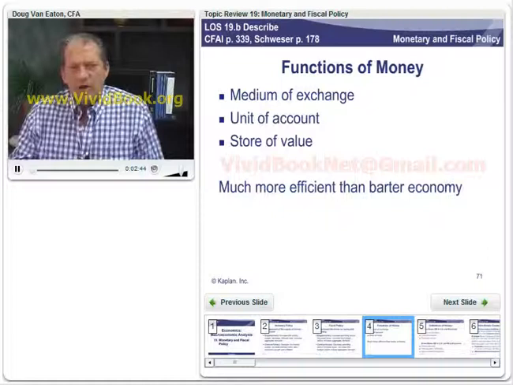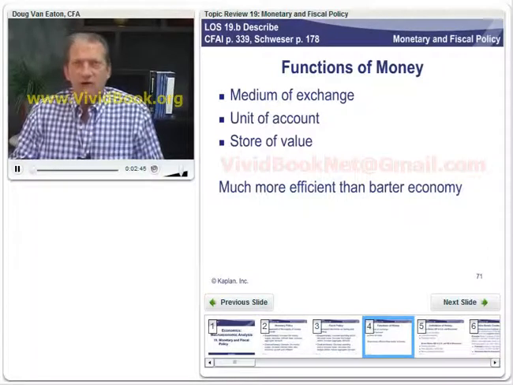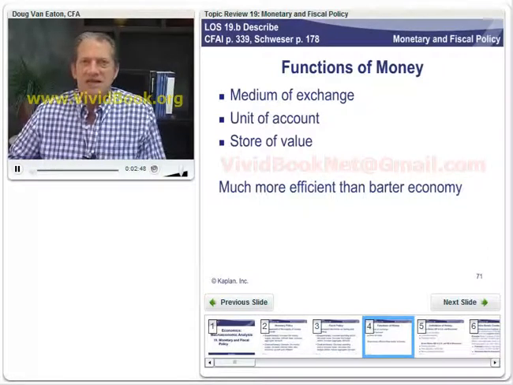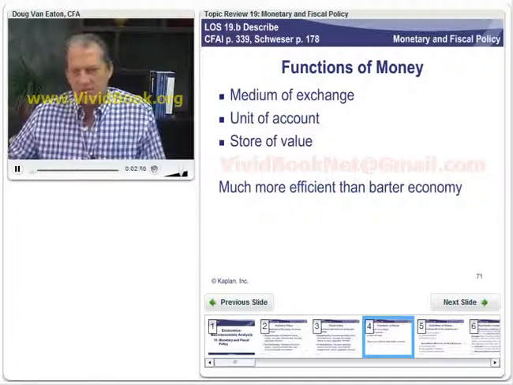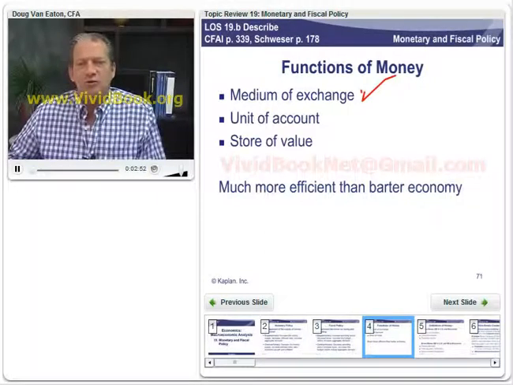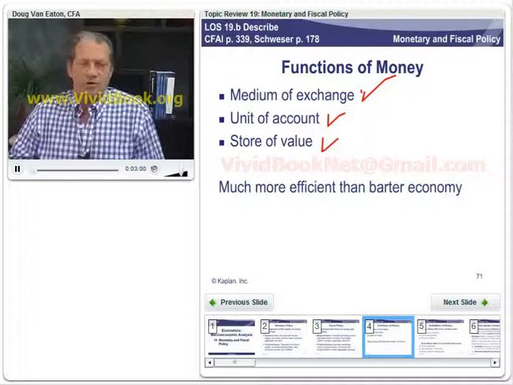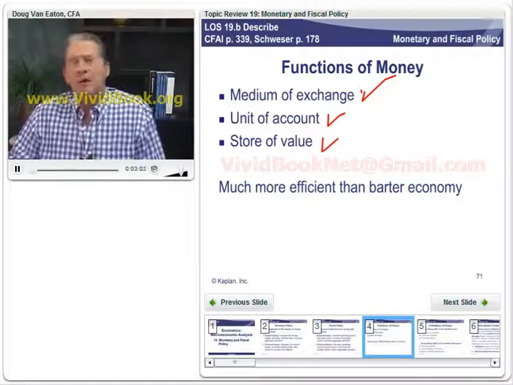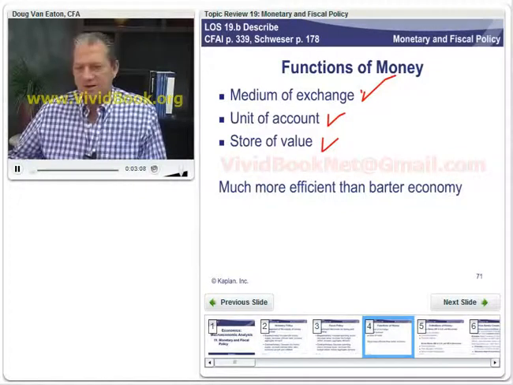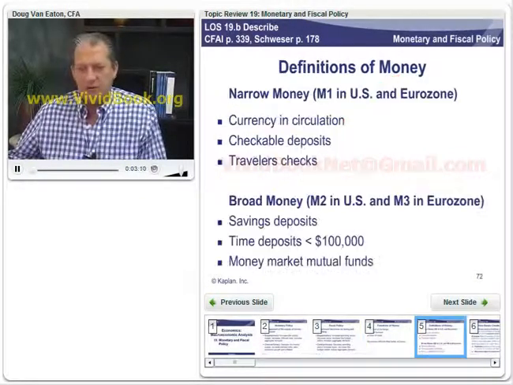So, this learning outcome statement, what are the functions of money? It's a medium of exchange. We use it to do transactions. It's a unit of account, and it's a store of value. If I spend less than I make, I can put it away for retirement or other future needs. And I guess we all understand this is more efficient than a barter economy, so nothing too rough right here.